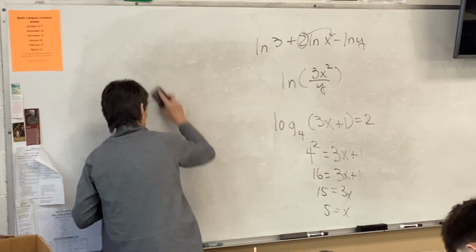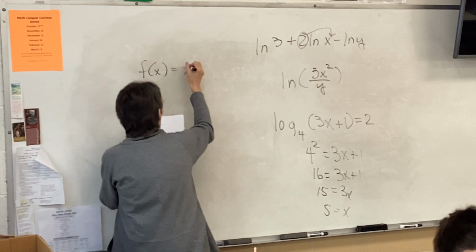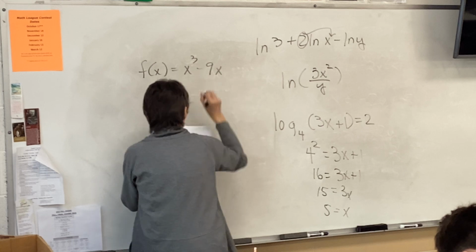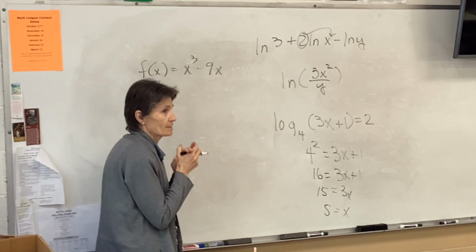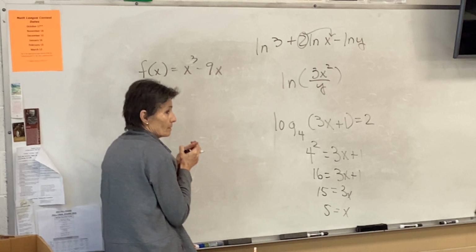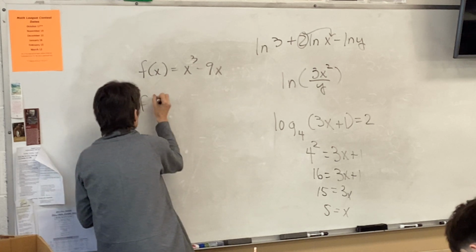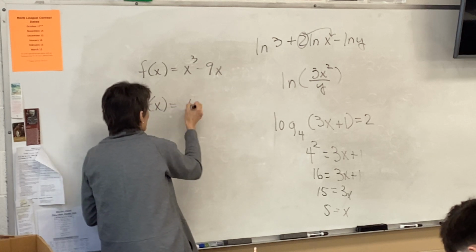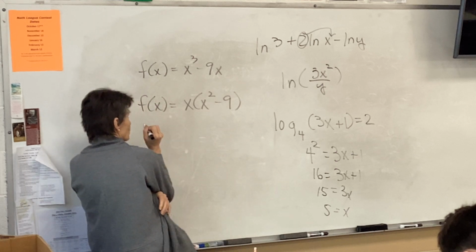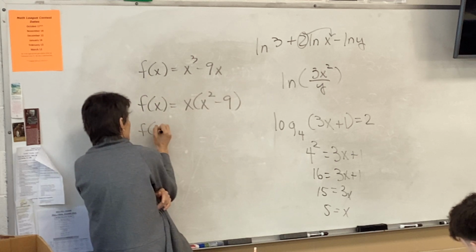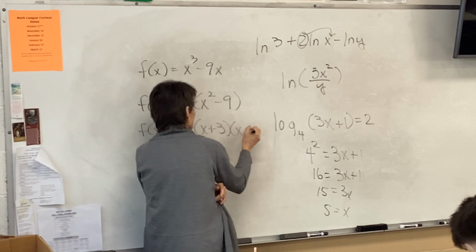Another sketch. What do you think we might want to do first if we're going to sketch this? Factor it. So we can take out an x. And what does that leave us with? A difference of squares: x plus 3, x minus 3.